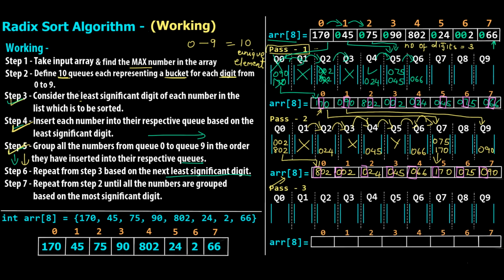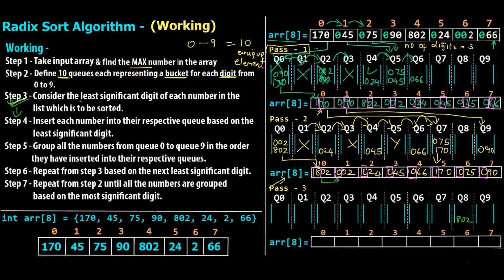Okay, so starting off again, consider the least significant digit. This time it's the hundreds digit. Step 3 is done. Move forward to step 4. In step 4, insert each number into their respective queues based on the least significant digit. So this time the first number 802, we are considering 8, so it goes in Q8. So I'm going to write 802 over here. Then move forward 002. This time we are considering 0, and this is the reason why I added 2 extra zeros to the left.